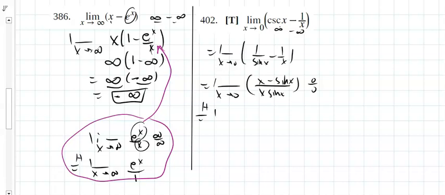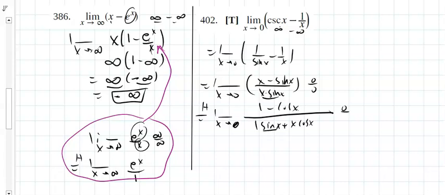I could use L'Hopital, limit as x approaches 0. The top will be 1 minus the cosine of x. The denominator uses the product rule, derivative of the first times the second, plus the first times derivative of the second. If I let x equal 0, cosine of 0 is 1, 1 minus 1 is 0. 0 and 0. I'll use L'Hopital again. How many times can I use L'Hopital? As many times as it takes.